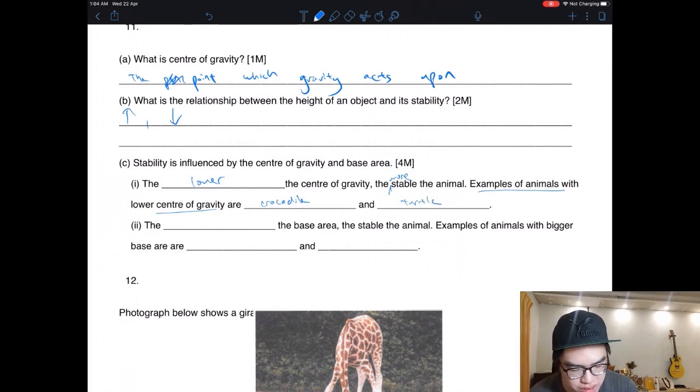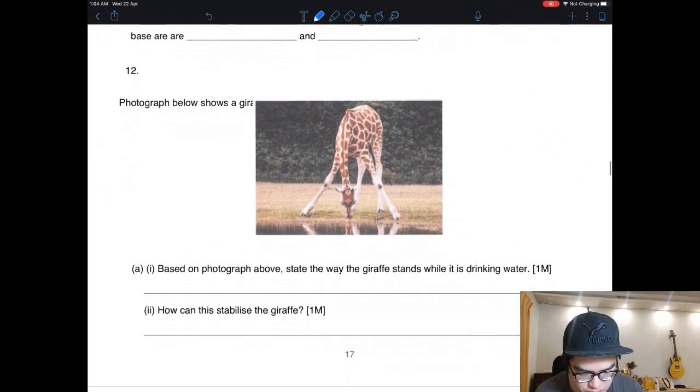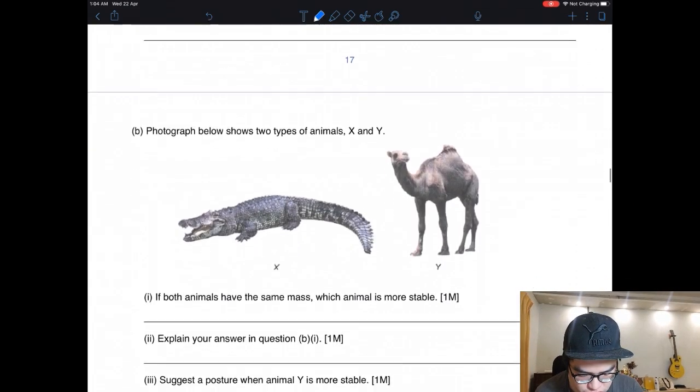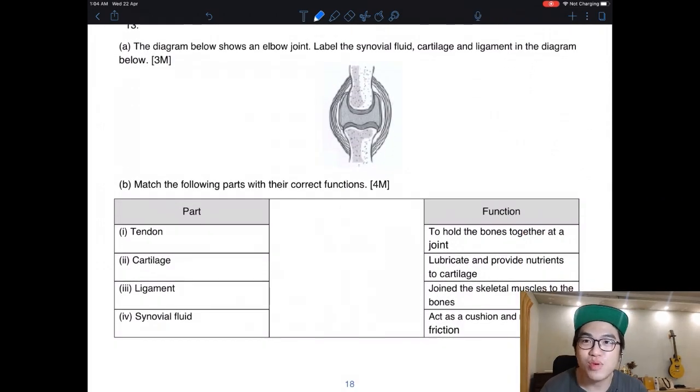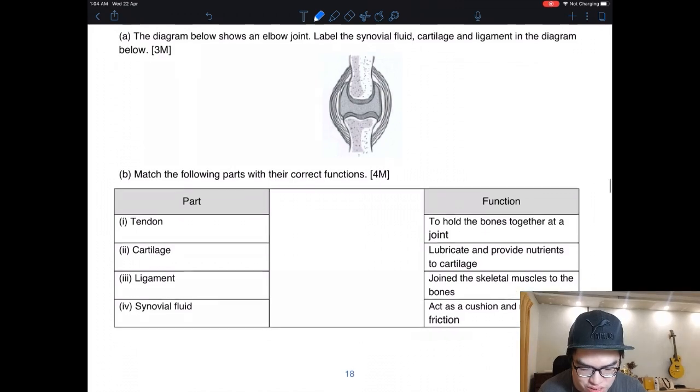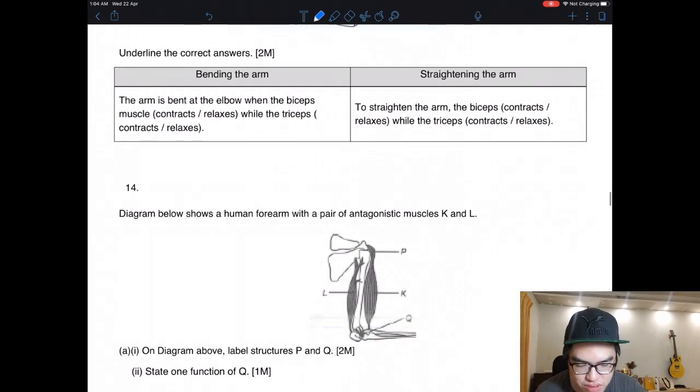The wider the base area, the more stable the animal. Bigger base area, think of it yourself. I'm not going to say here. Giraffe, same thing. This is the bone part already. As you can see, for human bones, they don't ask too many questions. Let's talk a bit about the muscles.